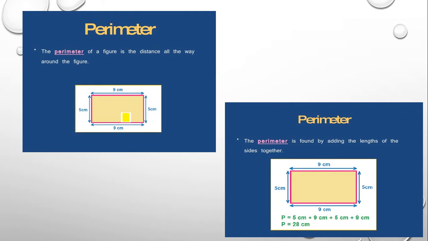Can you see? The given shape is a rectangle, and perimeter suggests it is the distance all the way around the figure. So that means you have to find the perimeter of it, and if you add all the distances together, you can easily calculate the perimeter of the figure, right?